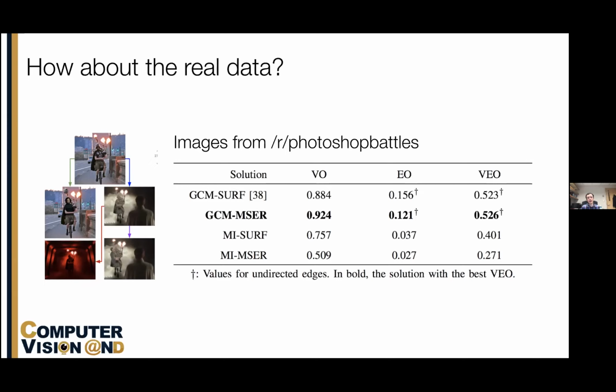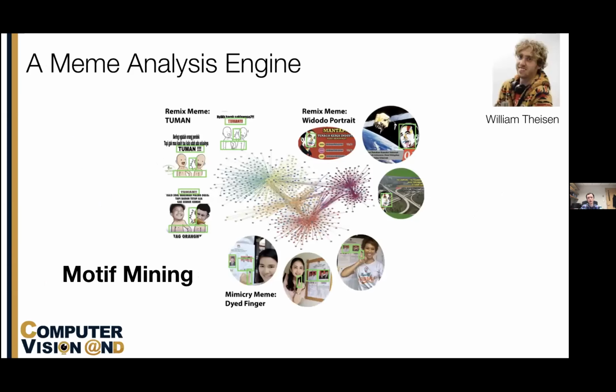We were very good at identifying the relevant images, but really still struggling on ordering them. So this edge overlap metric, again, was very, very low. And in fact, much lower than what we had with the laboratory data. So a lot of work has to be done there.